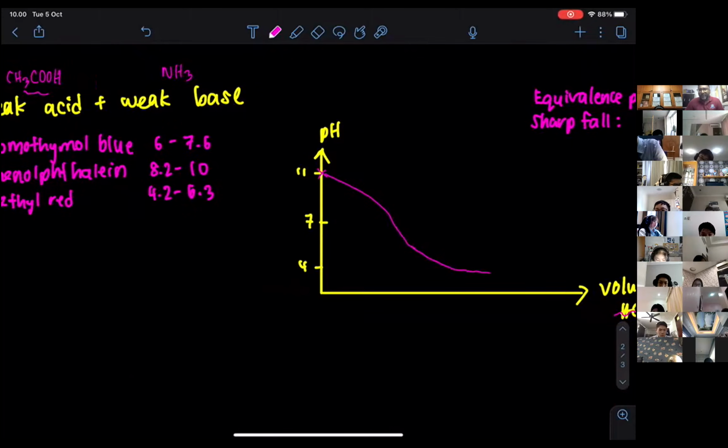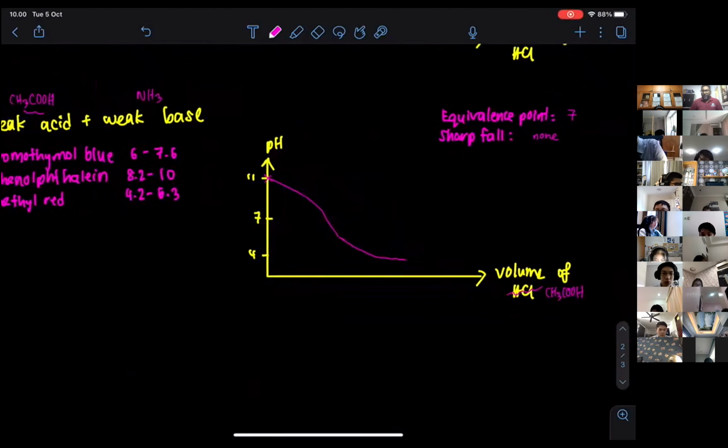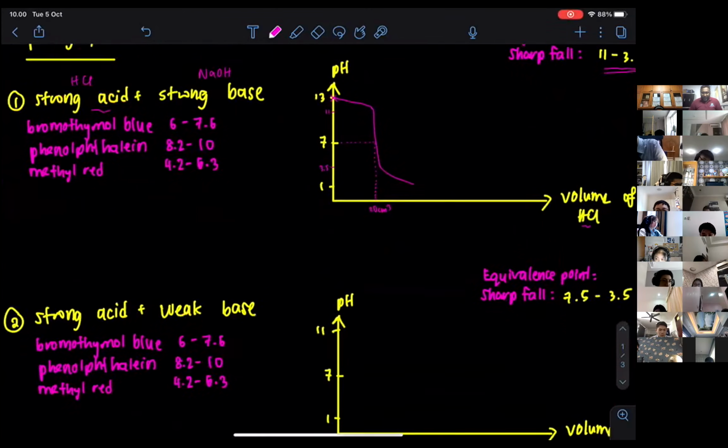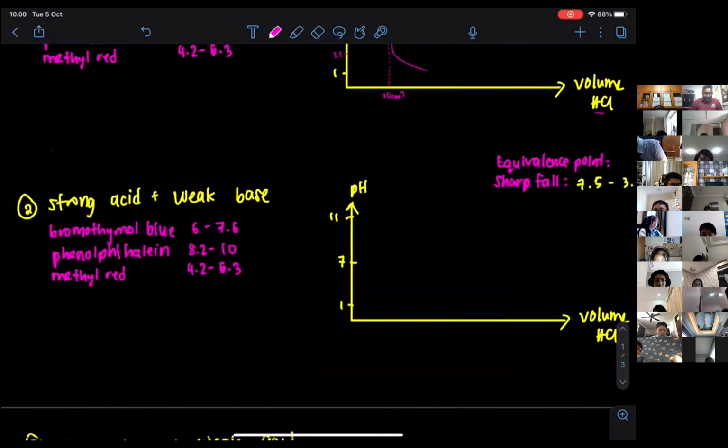Okay, so this is going to be the graph for weak acid and weak base. The sharp fall, there's none. If you use this concept and I want to sketch the graph, let's say I'm dealing with strong acid, so HCl, with a weak base, maybe ammonia. Do remember I'm measuring the pH from the base itself.